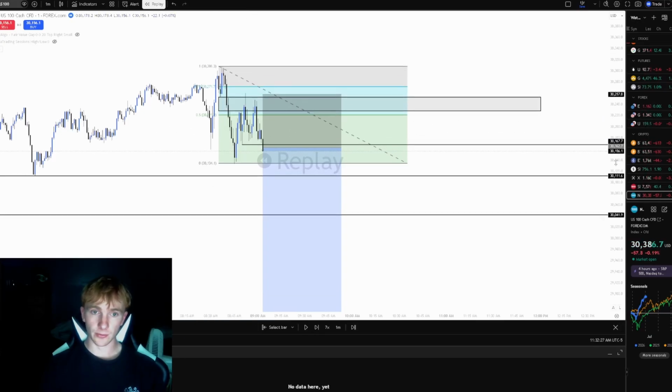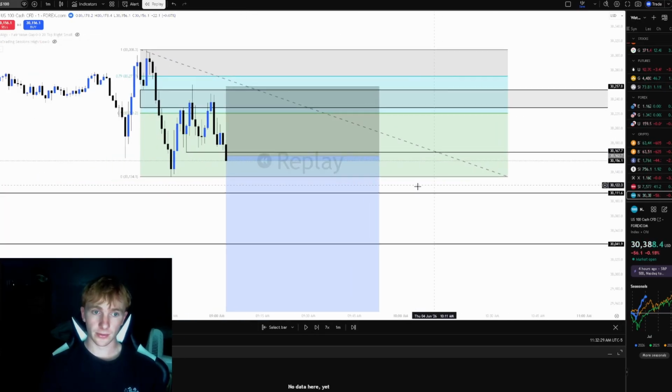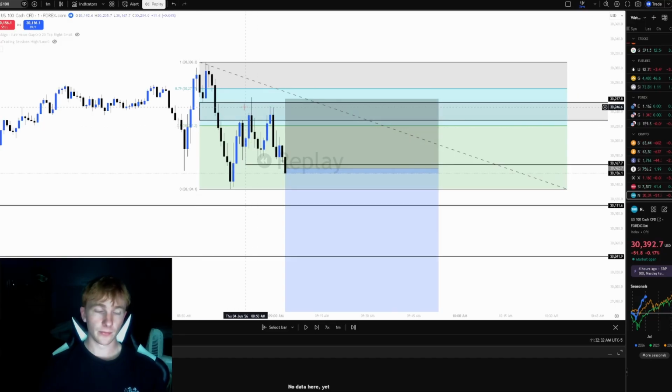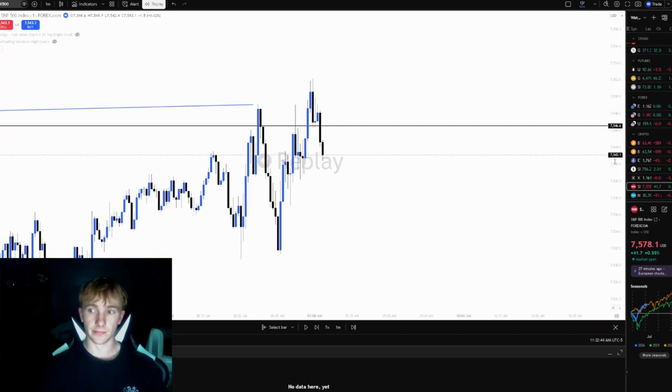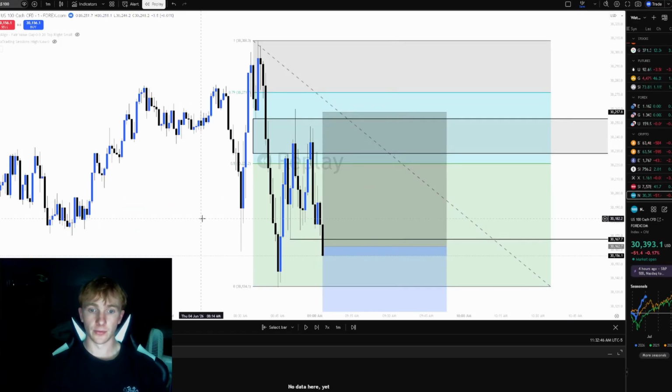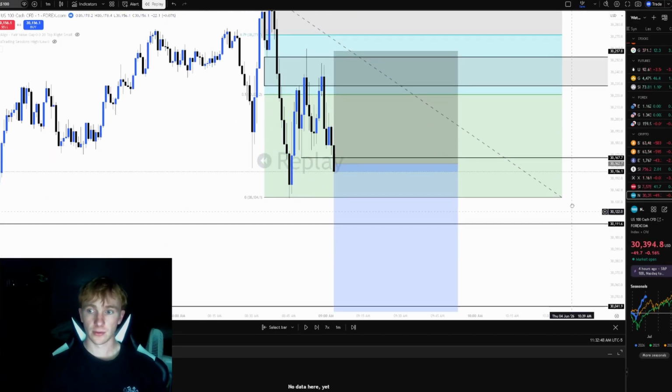And then we had our equilibrium. I'll zoom in a little bit. We had our equilibrium. We had a liquidity sweep. We had an SMT. And 79% on ES. And this is what ES looks like right now. A little goofy. But I mean, it's more bullish, so it makes sense.